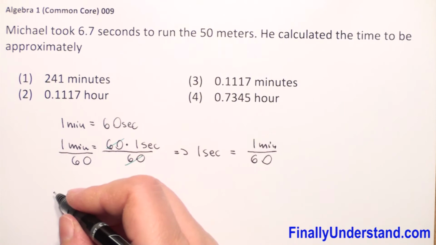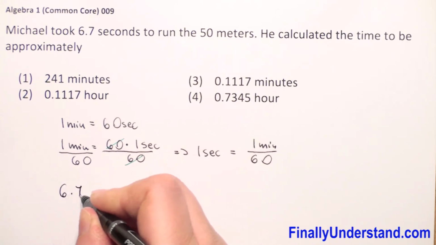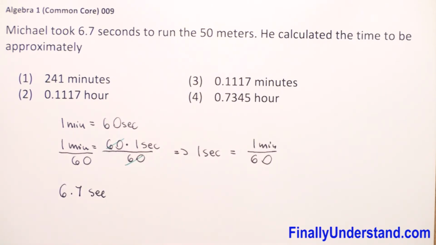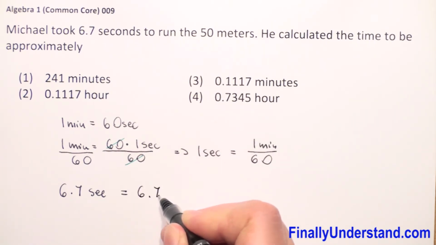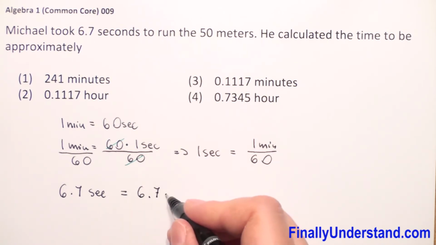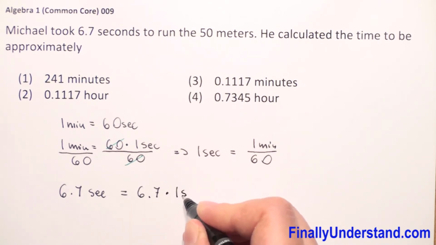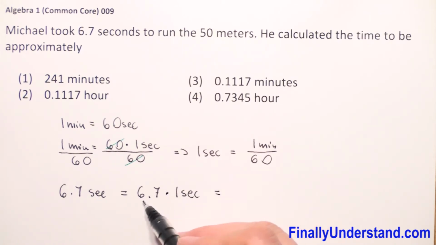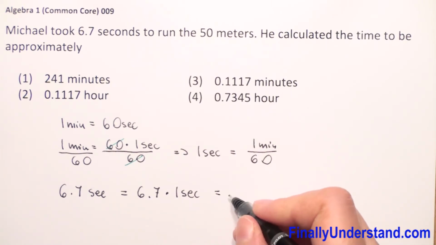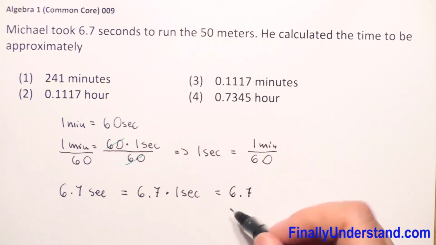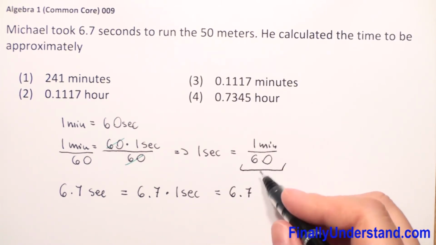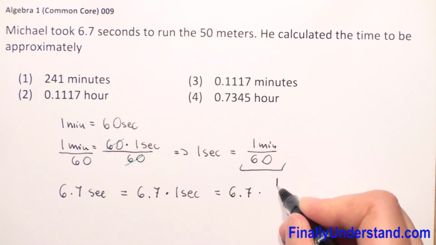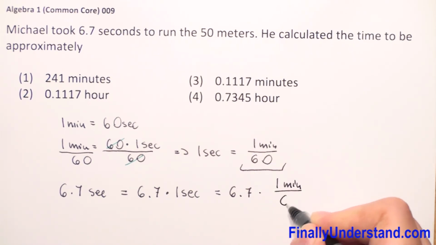We have that Michael took 6.7 seconds. So I can rewrite this as 6.7 times 1 second. Again, I didn't change anything. 6.7 times 1 second is 6.7 seconds. And now 6.7 I copy, and 1 second I change to this form, so it will be times 1 minute over 60.